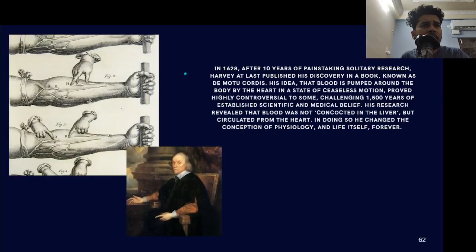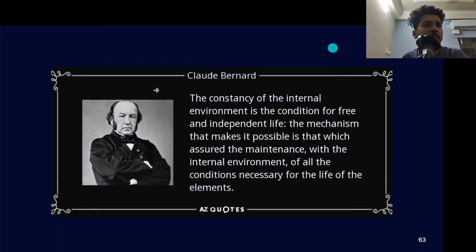In 1628, after 10 years of painstaking solitary research, Harvey at last published his discovery in a book known as De Motu Cordis. His idea that blood is pumped around the body by the heart in a state of ceaseless motion proved highly controversial to some, challenging 1500 years of established scientific and medical belief. His research revealed that the blood was not concocted in the liver but circulated from the heart. In doing so, he changed the conception of physiology and life itself forever. Here we have Mr. Harvey, and these are some of the diagrams demonstrating what he came up with.